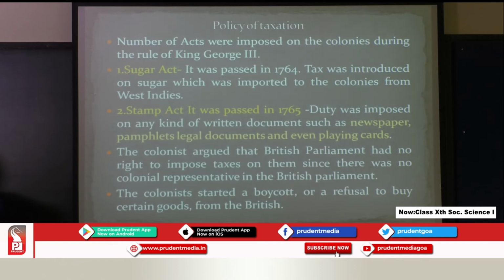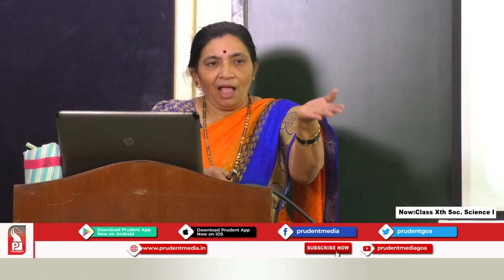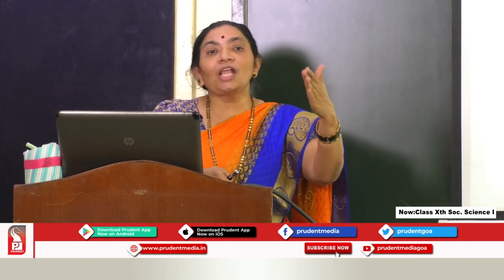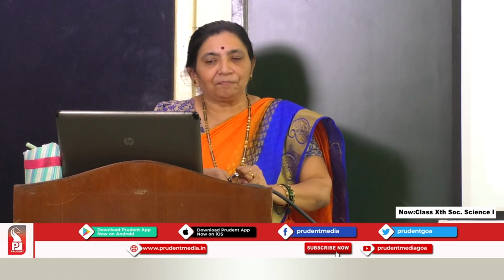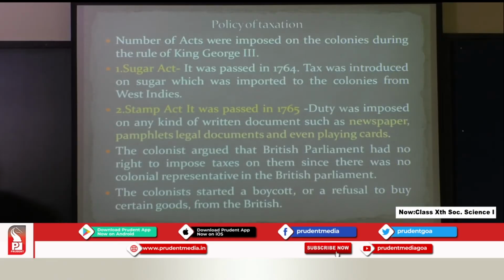Now what was this? This was introduced on the sugar which was imported to the colonies from West Indies. So what is going to happen? The rate will increase with the tax, and so people will not buy from West Indies. This was the hidden agenda. So the Sugar Act was passed for the sugar which was coming from West Indies.